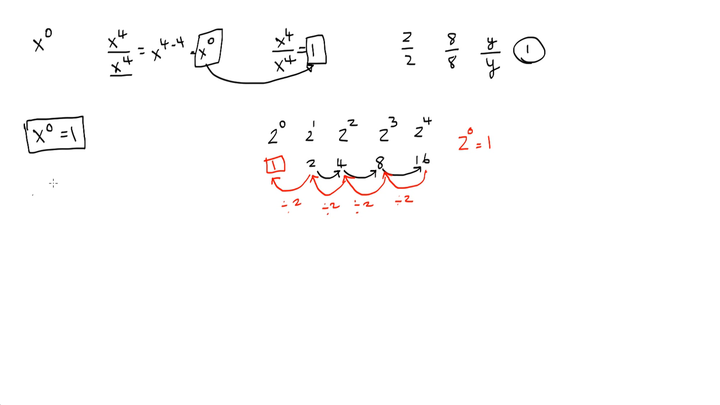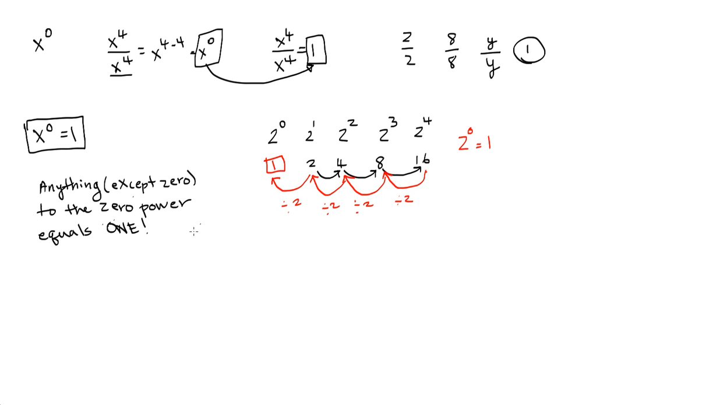Anything, let's go ahead and write it. Anything, and we'll say it quietly, except 0, to the 0 power equals 1. Anything to the 0 power equals 1 except 0. I'm not going to talk about 0 to the 0. It's undefined. Has no meaning for us at this point. Okay? But you won't come up against a problem with 0 to the 0. It just will not be in problems. But anything to the 0 power equals 1.